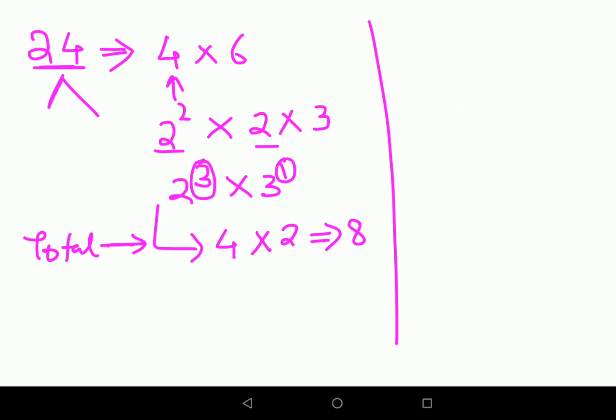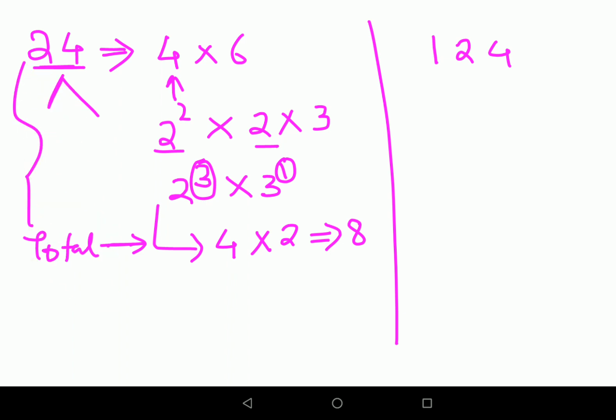Now let's try and look at bigger values. Let's say you had to find the total number of factors for, let's say, 124. Again, like I said, you can either use the factor tree or you can do it directly like the way I've shown over here.